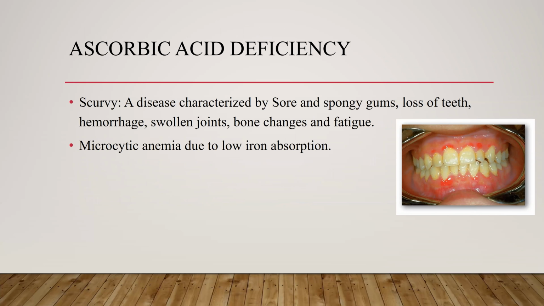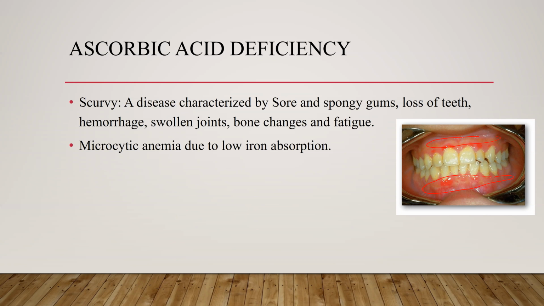Ascorbic acid deficiency may cause scurvy disease, which is a disease that is characterized by sore and spongy gums. Look at this picture now, the gums are painful, sore, and spongy. And sometimes loss of teeth happens. Sometimes there is hemorrhage, swollen joints, bone changes, and also fatigue. Fatigue means severe tiredness, a person is always tired.